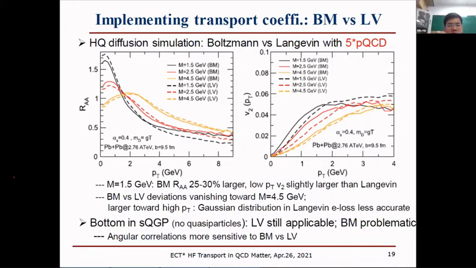This can be understood because the Langevin simulation relies on the so-called Gaussian distribution of energy loss, but this is becoming less accurate toward high momentum. But when the quark mass becomes larger, for example, the bottom quark mass 4.5 GeV, then the difference between the two simulation tools becomes very small.